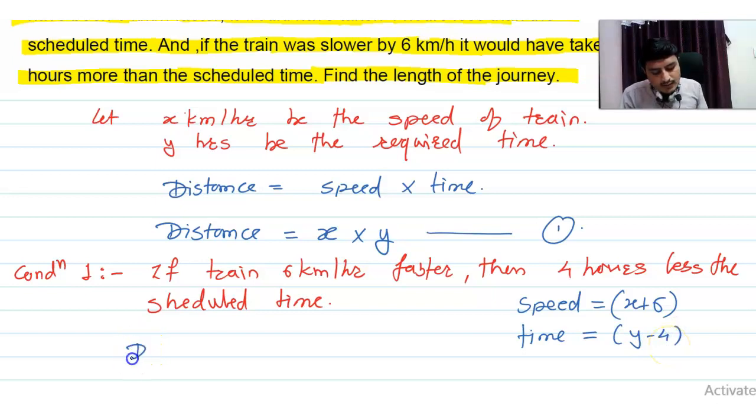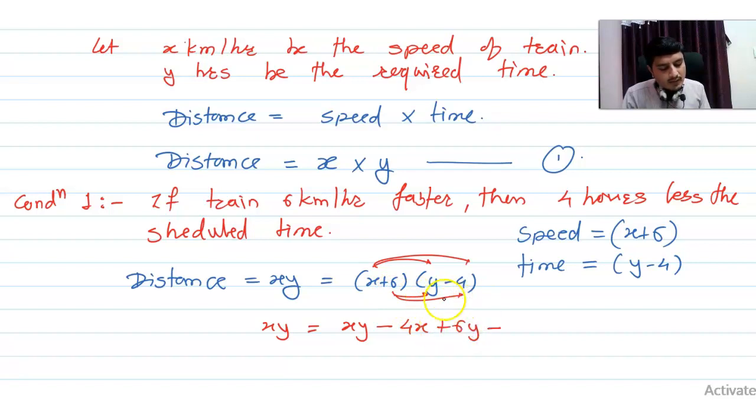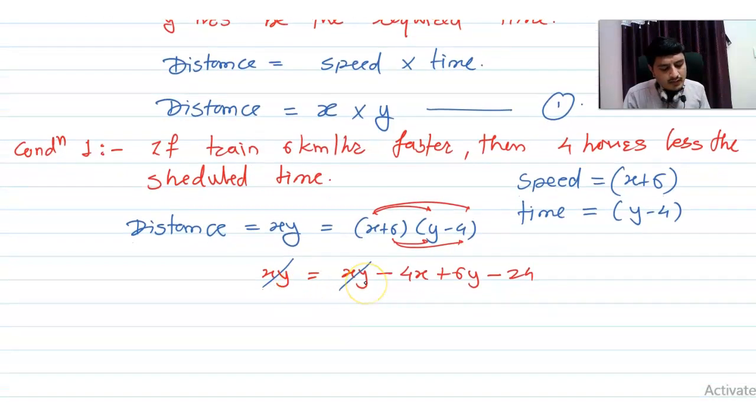So now the distance equals speed into time. Distance is xy, and that equals the speed x plus 6 into time y minus 4. Try to simplify the RHS, use the distributive law. We get xy equals, first distribute x over the bracket: x into y is xy, minus x into 4 is 4x. Now distribute 6 over the bracket: 6y, minus 6 4s are 24. So xy having the same sign on both sides gets cancelled.